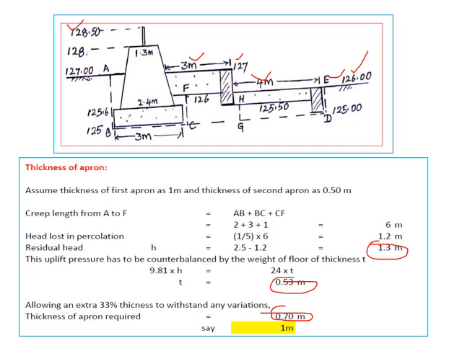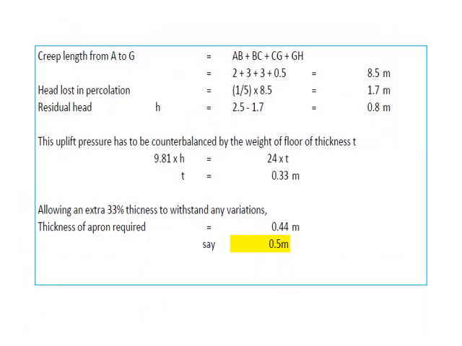So this is what you do for the second apron also. So you find the creep length, that is AB plus BC plus CG. So CG you can approximately take as 3 meters. So therefore you will get the total creep length. So divide by 5, you will get the head lost in percolation. From 2.5 you deduct the head lost in percolation, you will get the residual head. So uplift pressure has to be equal to the weight of the floor. So that will decide the thickness here. That is what is done here.